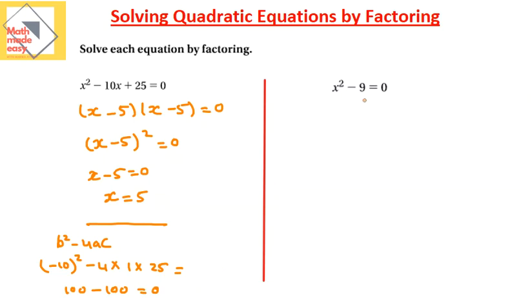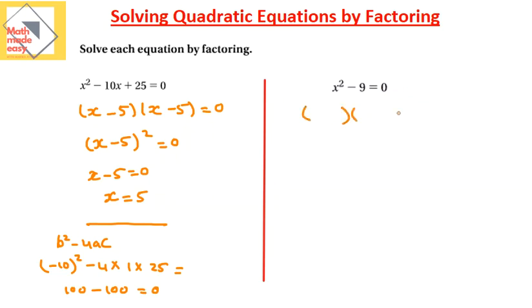Okay, what about this case here? Now, you can just say x squared equals 9 and square root both sides and get positive and negative 3. This is if you're solving this just as an equation and by isolating the variable. But if you are required to factor, this is a difference between two squares.